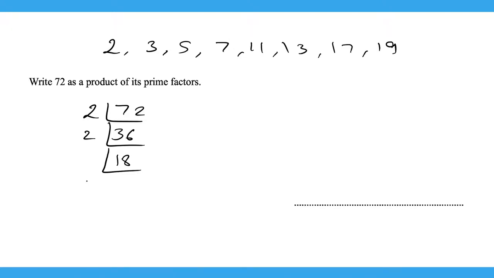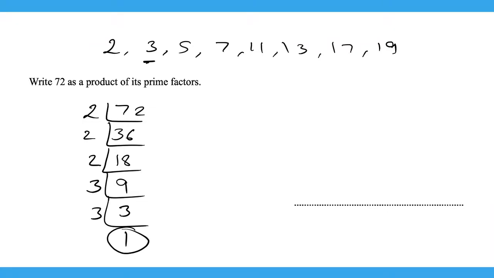Does 2 still go into 18? Yes, it does. 18 divided by 2 gives you 9. Okay, does 2 still go into 9? Unfortunately, it doesn't. What's our next prime number? 3. Does 3 go into 9? Yes, it does, giving you a remainder of 3. And then does 3 go into 3? Yes, it does, giving you a remainder of 1. And we do this all the way until we get to 1.